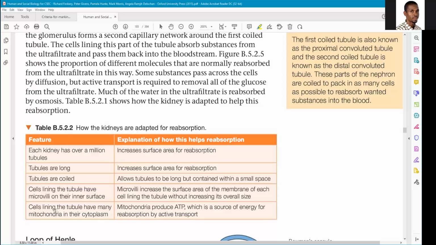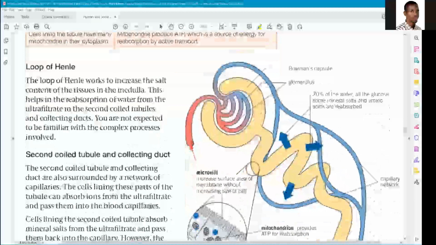So the cells lining the tubules have many mitochondria in their cytoplasm, and the mitochondria produce ATP, which is a source of energy for the reabsorption by active transport. What happens in the loop of Henle?